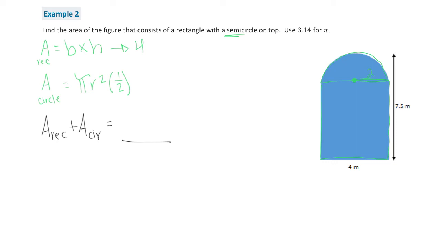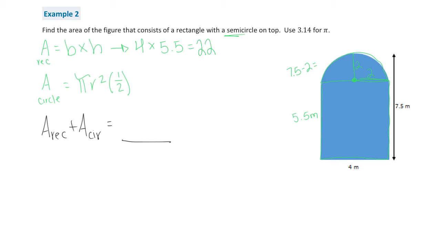So now I know that my total height is going to be the 7.5 meters, which is our total, minus 2, to give us our height of 5.5 meters. So now I have 4 times 5.5 equals, go ahead and type this into your calculator. And we're going to go ahead and get an answer of 22. And now we can go ahead and find the area for our semicircle.